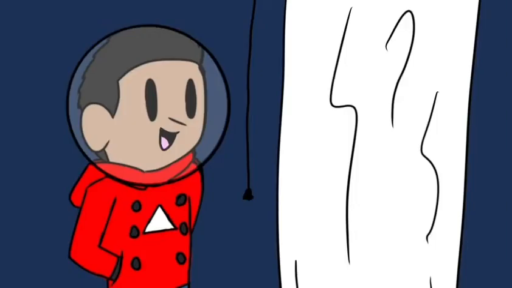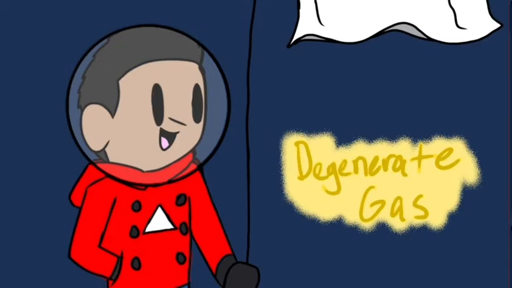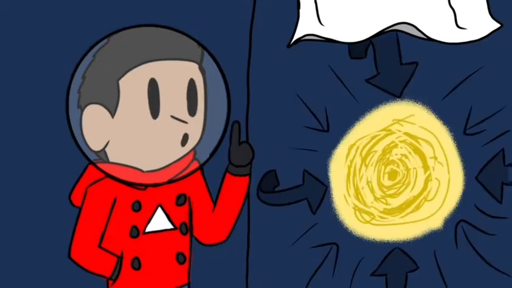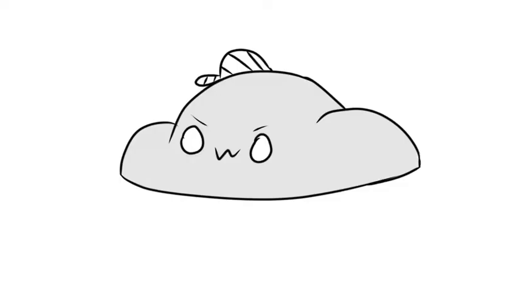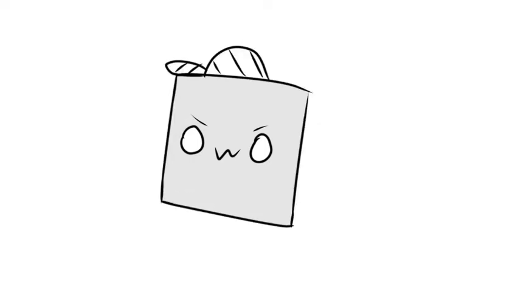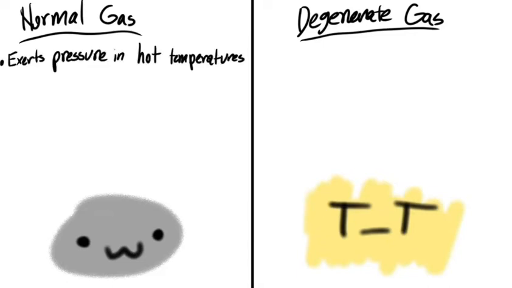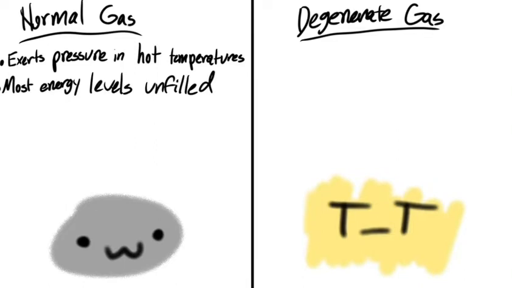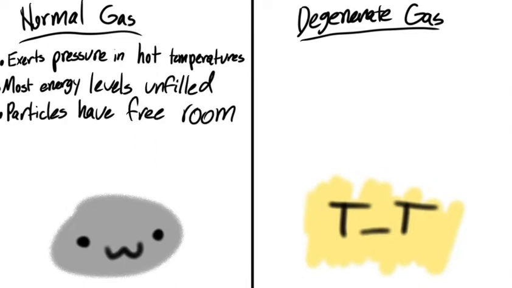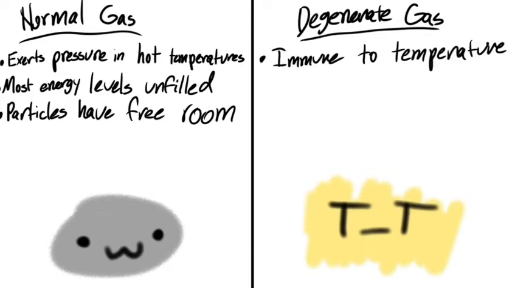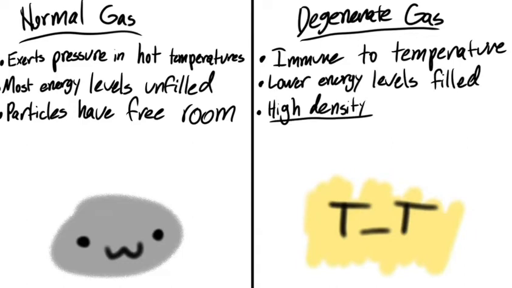This is where we find degenerate gas, which is produced when gas becomes super compressed and particles bump right up against each other. Despite being a gas, it behaves more like a solid. The difference between normal gas and degenerate gas is that normal gas exerts higher pressure when it is heated, and most of the energy levels are unfilled and the particles are free to move around. But for degenerate gas, the pressure does not depend on the temperature, and all of the lower energy levels are filled, which again, means high density.